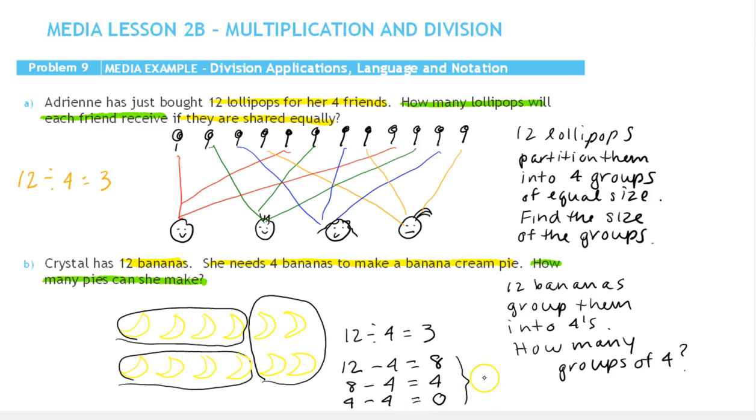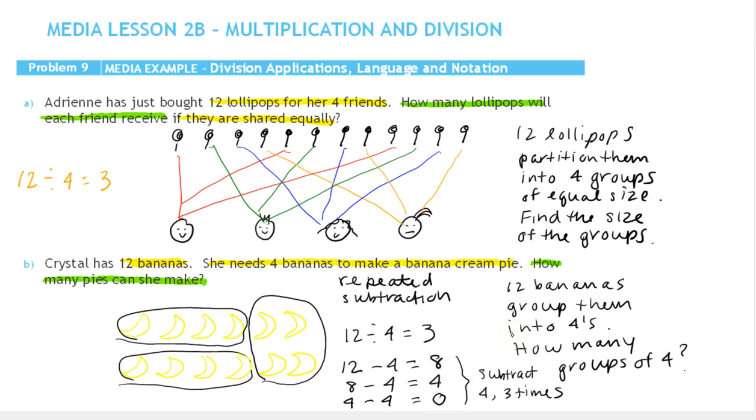So we subtracted 4 3 times till we got to 0. So repeated subtraction for division is basically saying, start with your first number, the amount you have, subtract off as many of these quantities as you can until you get to 0.